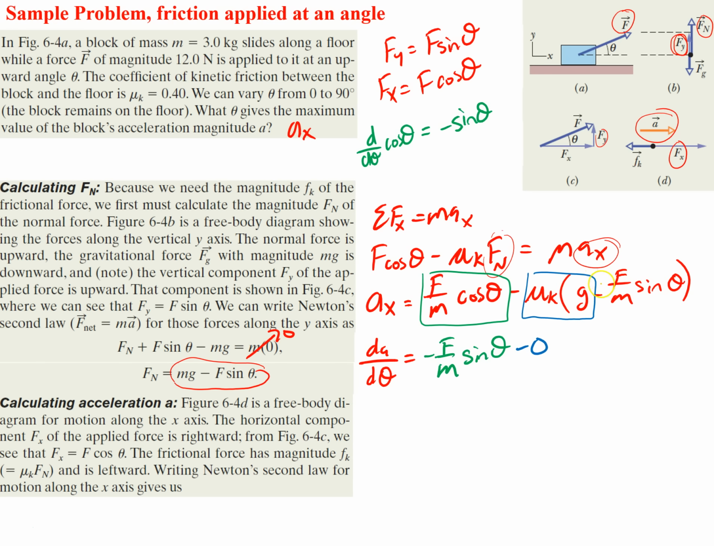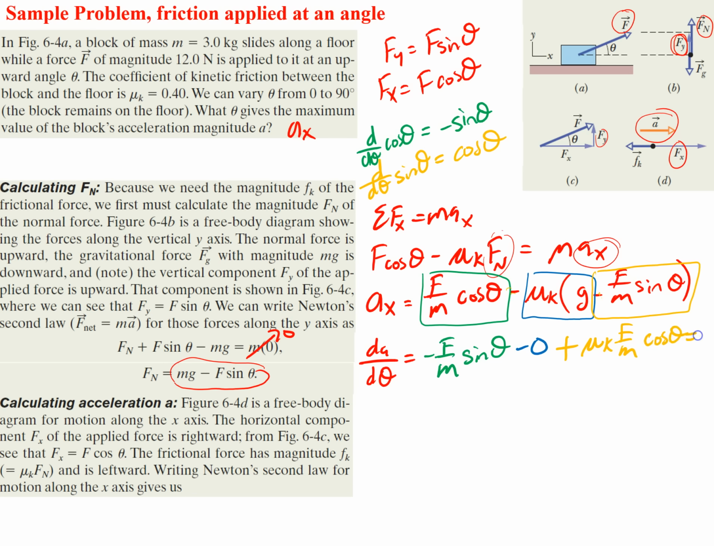Now let's look at the last term. We have this minus, also this minus, so that gives us a positive. We have mu k times F over m times sine theta. Mu k, F, and m are all constants, they just stay there. The derivative of sine theta is just cosine theta. There's a negative when you go one way, and there's not a negative when you go back the other way. So we get a positive, because these two negative signs change into a positive. We get mu k F over m times cosine theta.